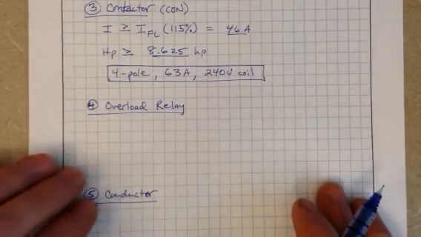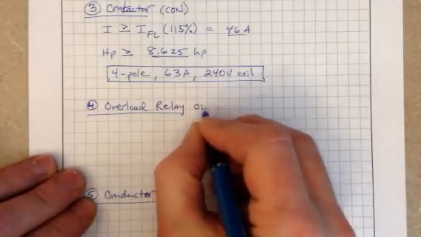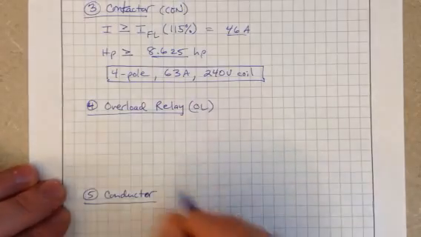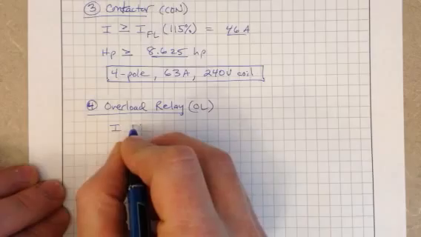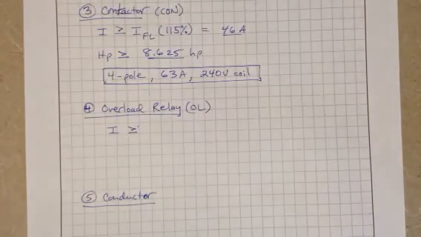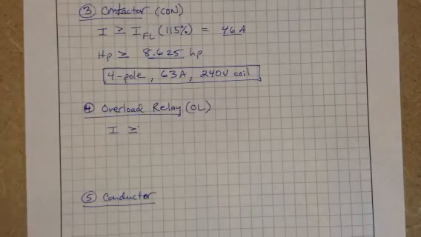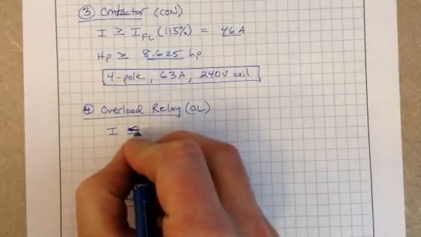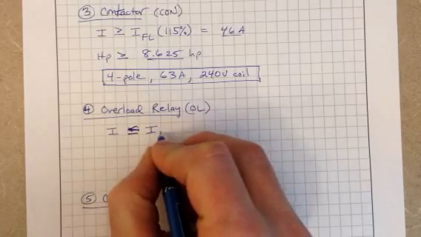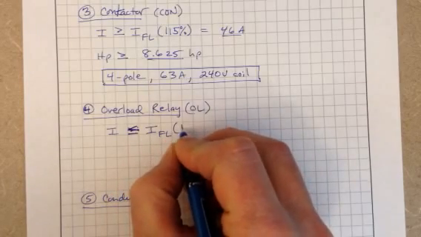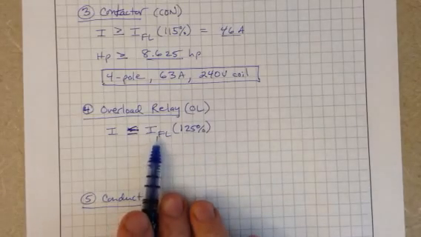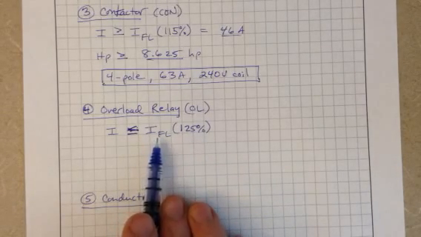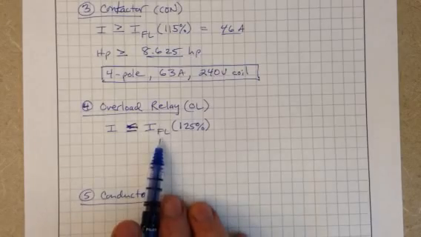Overload relays. So what we need, those are the OLs, overloads. We need a current rating less than or equal to full load current times 125%. Okay, now this full load current is going to be based on the nameplate current rating of our motor.